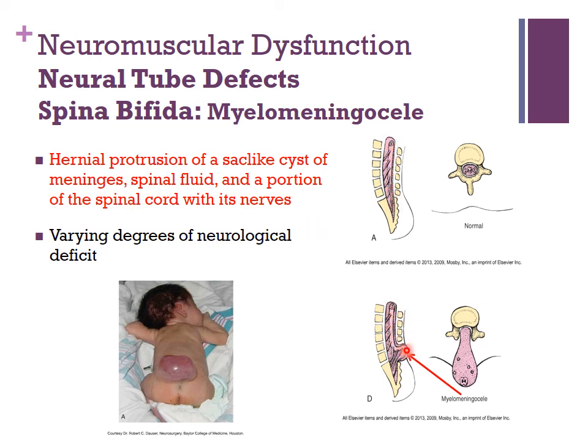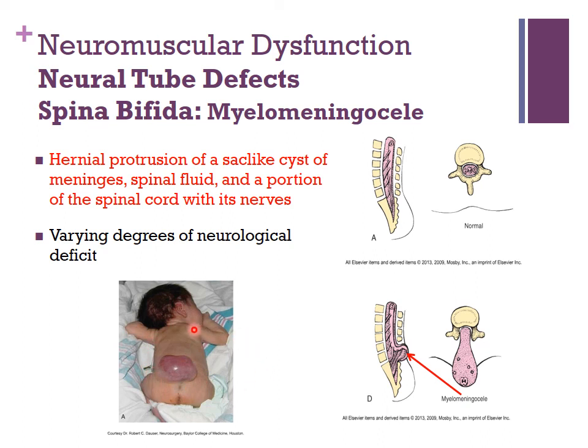So see, this is normal right here. And then the myelomeningocele, you have your spinal cord and nerves coming out here. It's not good. And so there's varying degrees of neurological deficit depending on how severe it is. This is a real life baby with it right here. Typically, when people say spina bifida, they're referring to a myelomeningocele, but just know that it doesn't have to be just a myelomeningocele. It can be a meningocele too.